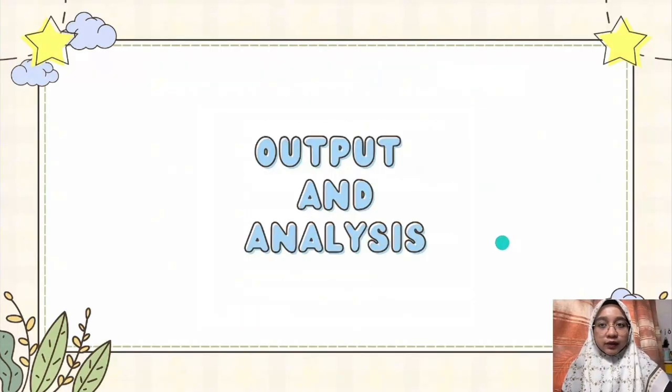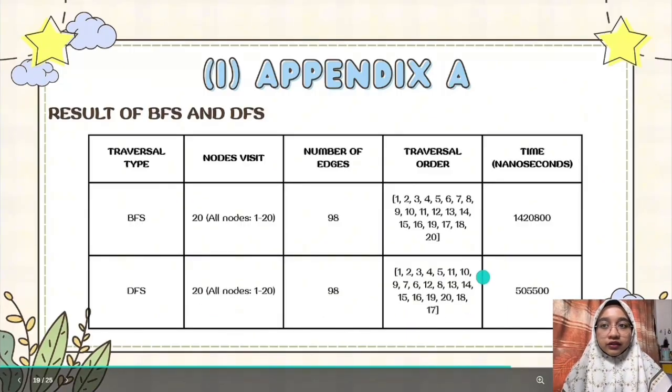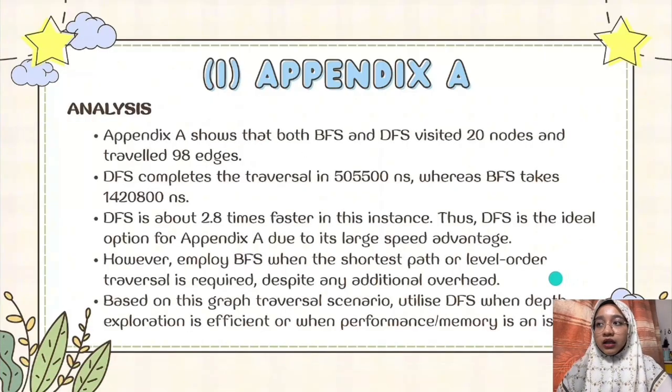Hello, my name is Jasmine binti Muhammad Nadri, metric number 306408. I will present the output and the analysis. For Appendix A, this is the output. For BFS, the nodes visited are 20, the number of edges is 98, and this is the traversal order. The time is 1420800. And for the DFS, the nodes visited are 20, the number of edges is 98, this is the traversal order, and the time is 505.